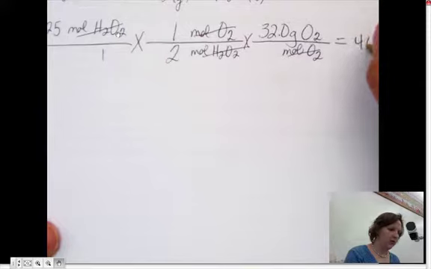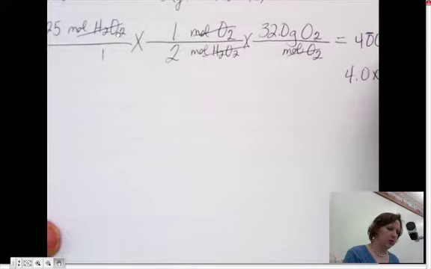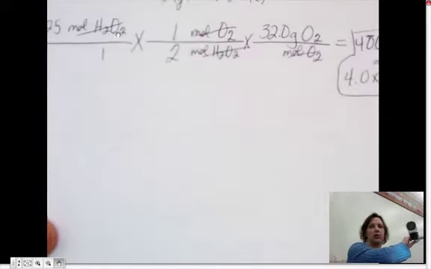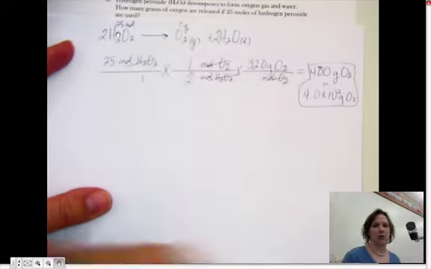If you want to write 400 with 2 sig figs, you've got to either put the bar over the 0, or you can write 4.0 times 10 to the second. Either of those would be acceptable. And that's all grams of oxygen, which you would like to see. There you go.